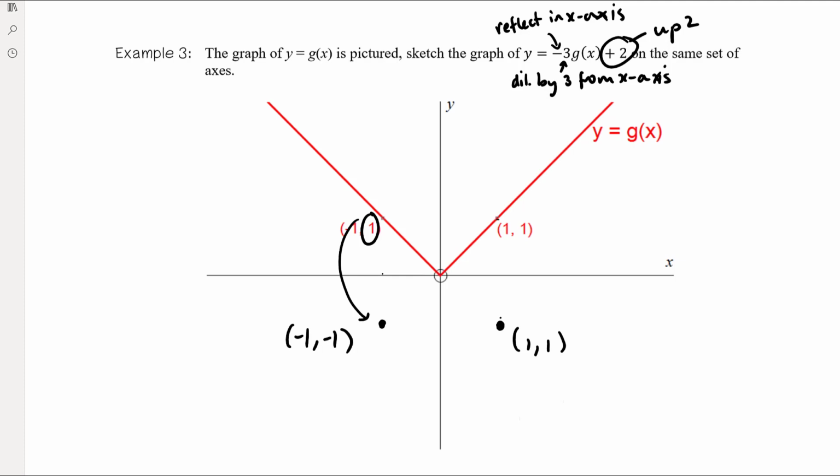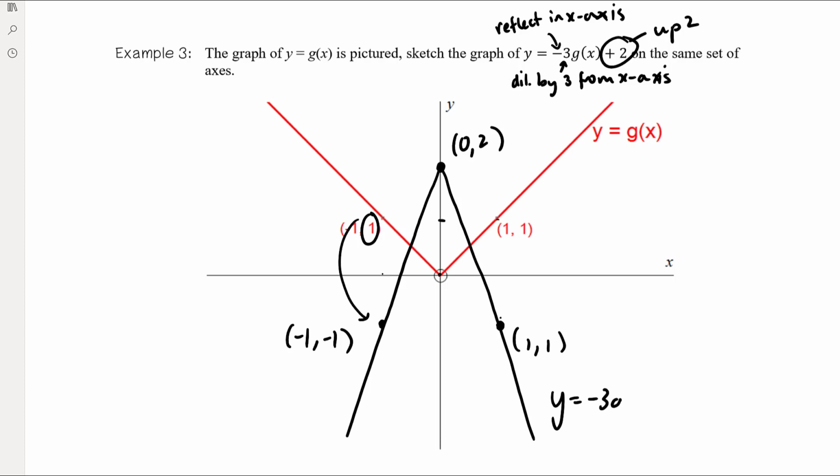And then the point at the origin: dilating it is not going to move it, reflecting it won't do anything, but up by 2 will, so it's going to be up here at 0, 2. And then we can join those points up with the same shape as the original graph. And we have our graph of y equals -3 times g of x plus 2. Reflected, dilated by 3, so that's why it's thinner, and then up by 2.